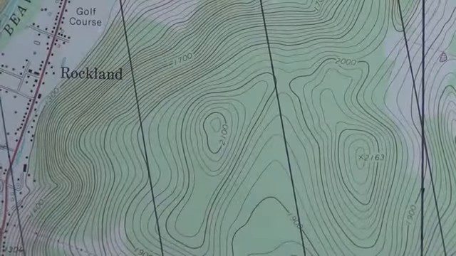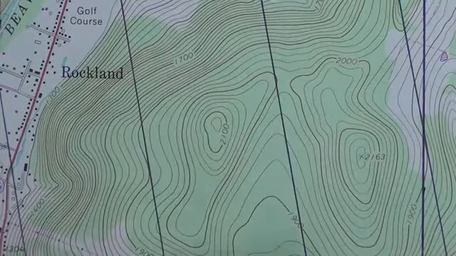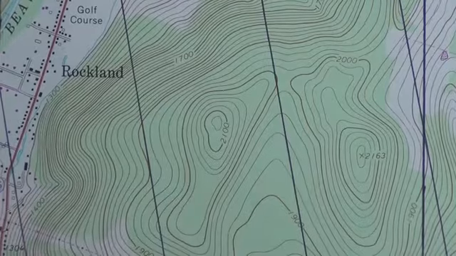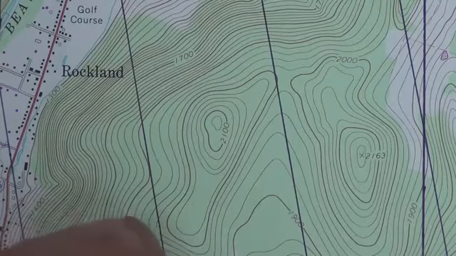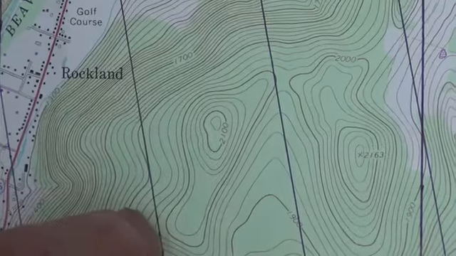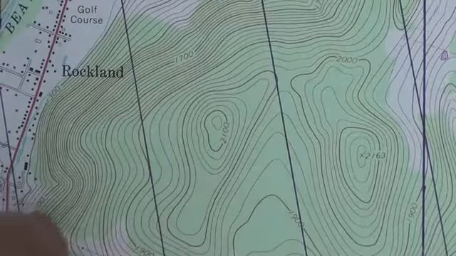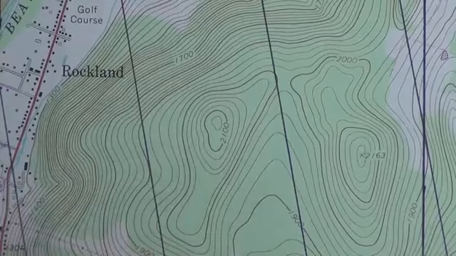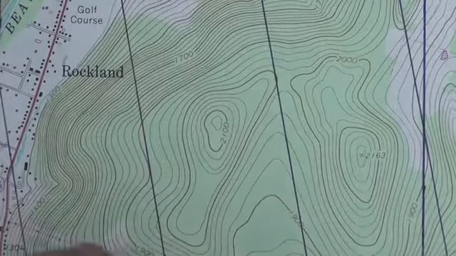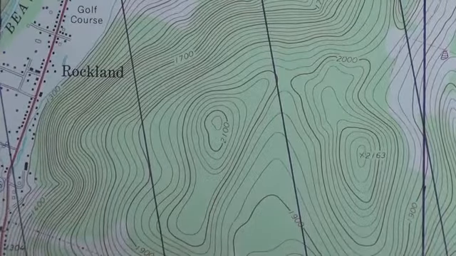You'll see I've moved the camera to another section of the map in order to further discuss contour lines. You will notice that each 5th line is thicker. This is particularly notable right here and right here. Every 5th line. You will also note that every 5th line has the actual number written on it, which is the elevation above sea level.